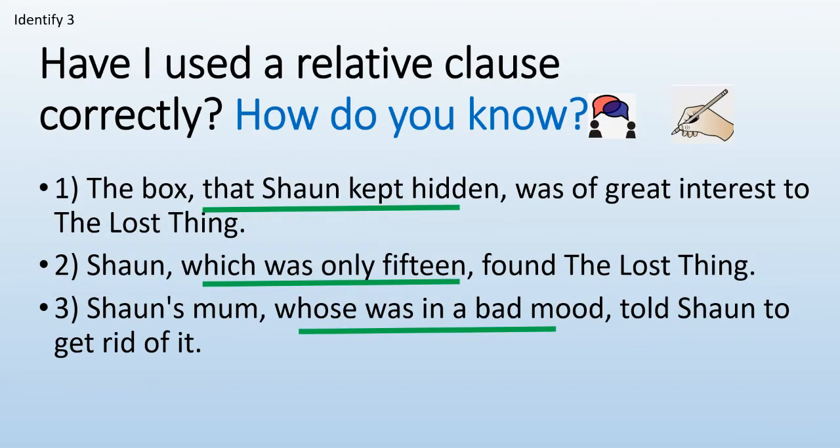Have I used a relative clause correctly? And how do you know? The box that Sean kept hidden was of great interest to the lost thing. Sean, which was only 15, found the lost thing. Sean's mom, who was in a bad mood, told Sean to get rid of it. So pause the video and take a tick or cross.